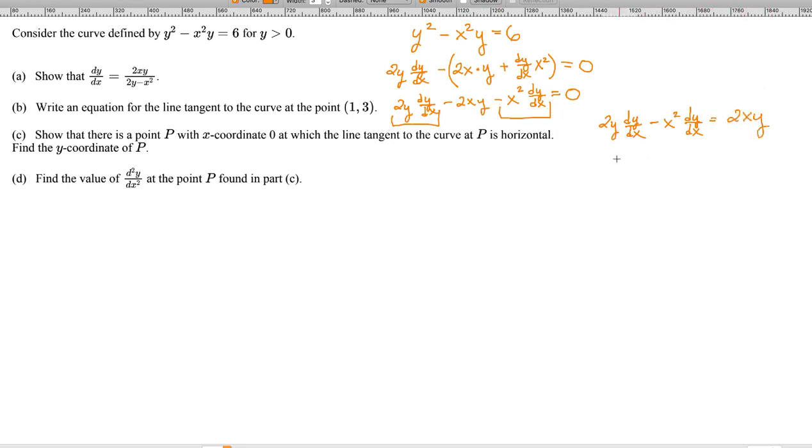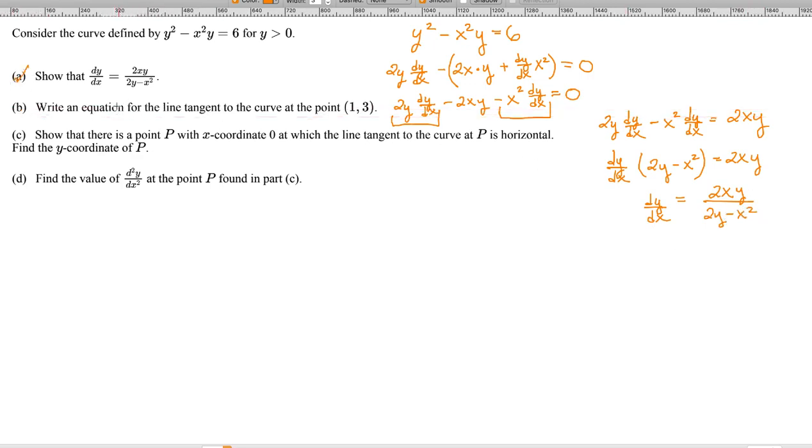2xy. Here I can factor out a dy/dx to be left with 2y minus x squared, equals 2xy. And now I've shown that dy/dx, after I divide both sides by 2y minus x squared, is 2xy over 2y minus x squared. And I'm done with part A.